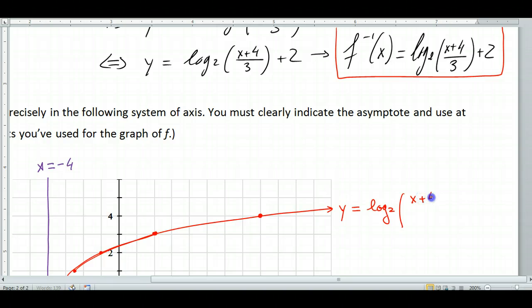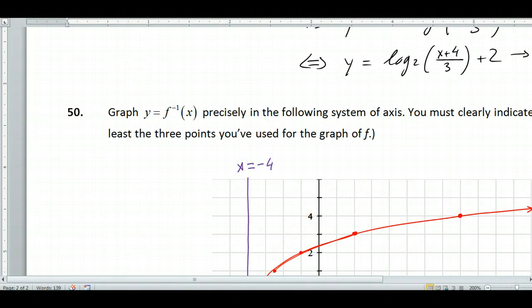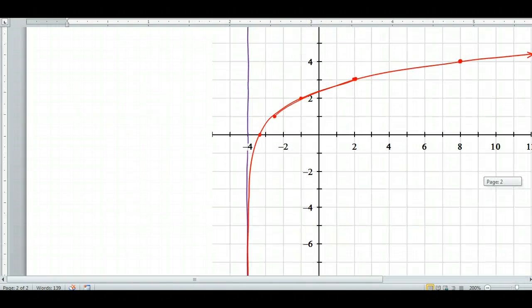X plus 4 over 3 plus 2. Okay, here we go. And I think I'll stop right here, this one, and I'll create another video after.